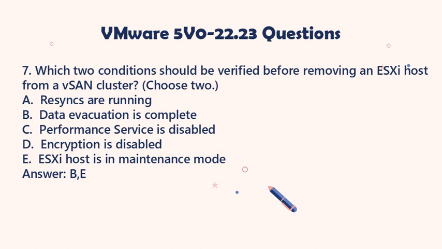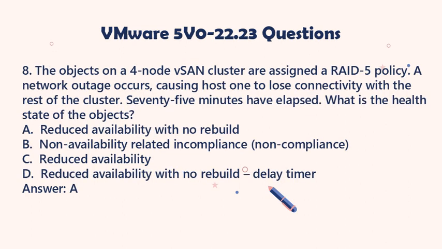7. Which two conditions should be verified before removing a host from a vSAN cluster? Choose 2. A. Resyncs are running. B. Data evacuation is complete. C. Performance service is disabled. D. Encryption is disabled. E. The host is in maintenance mode. Answer: B, E.